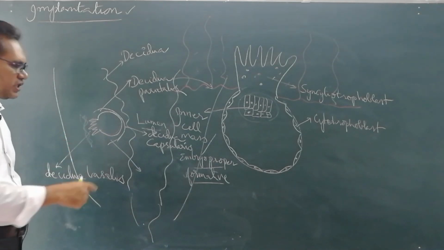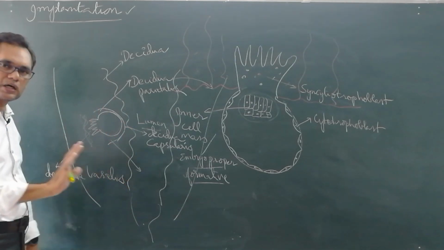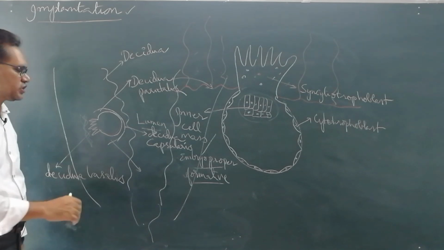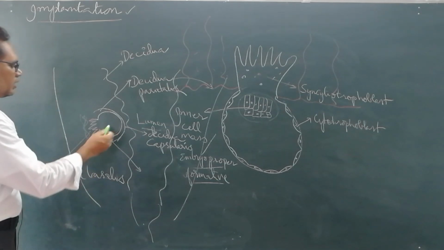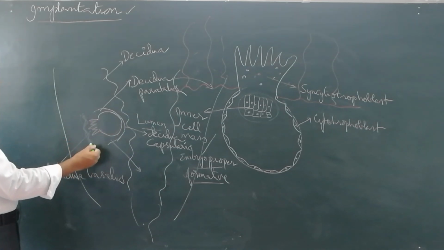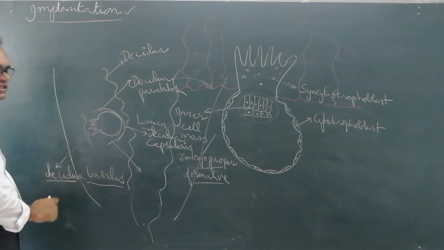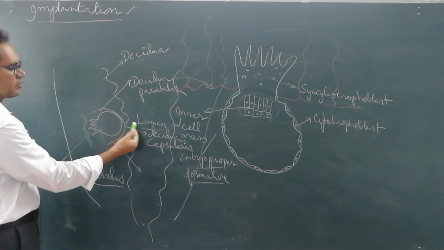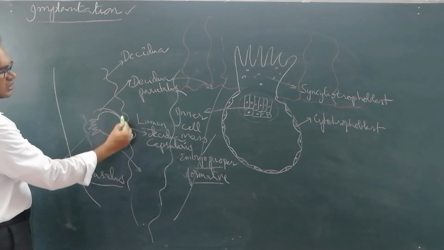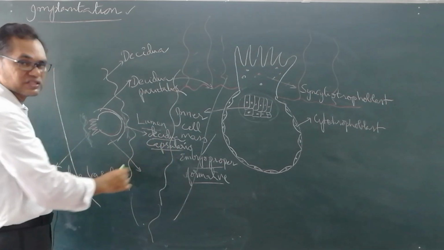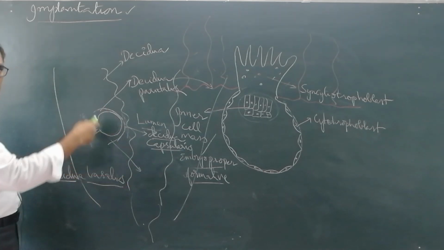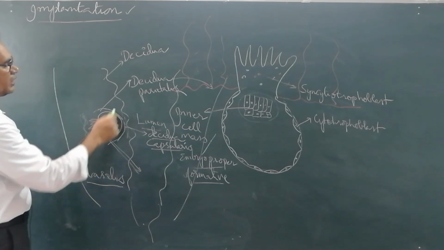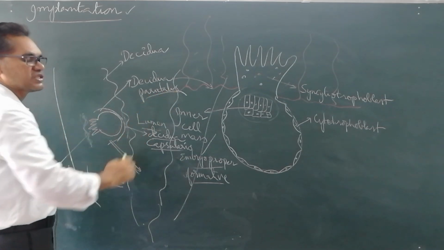After implantation, the uterine wall is called decidua. This decidua is differentiated into three parts. What are those? Where the implantation has taken place, this part is called decidua basalis. The part of the decidua which is towards the lumen is called decidua capsularis. The part of the decidua towards the adjacent sides is called decidua parietalis.